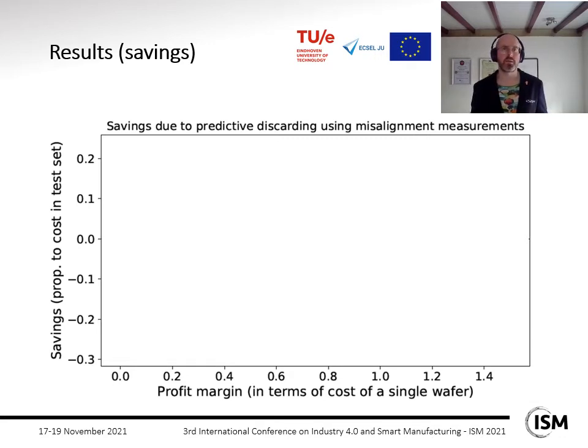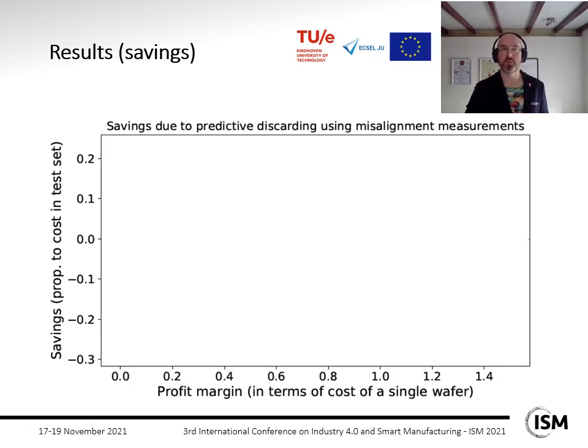One parameter there is the profit margin, because the higher the profit margin, the more revenue we miss for each false positive. And that's why we give here the benefits of predictive discarding in terms of profit margins, where if the profit margin is 0, as you see here on the x-axis, we have a break-even point in which the value of an item that we finished is the same as the production costs.